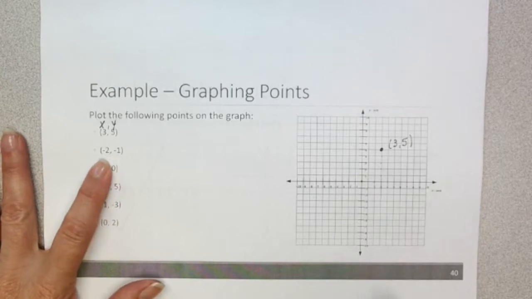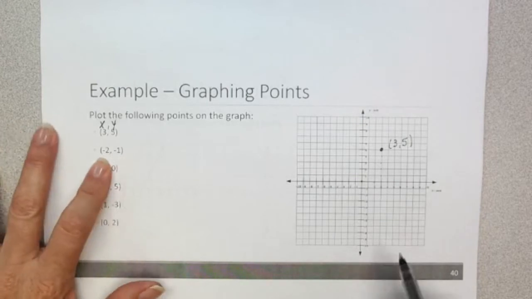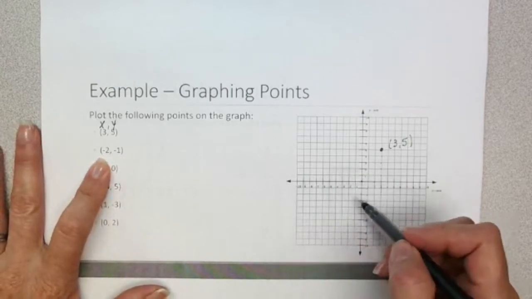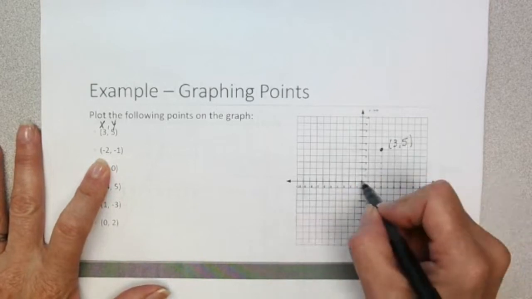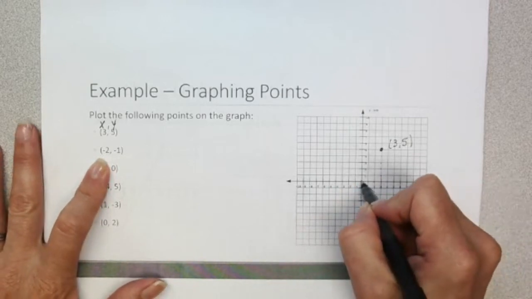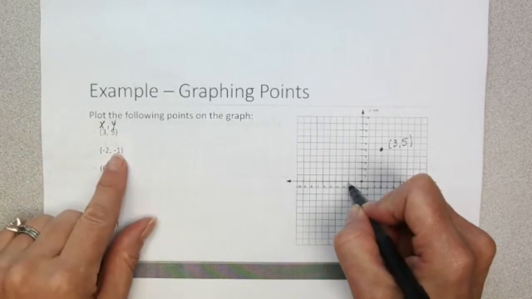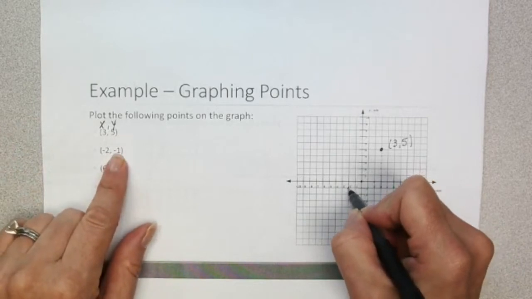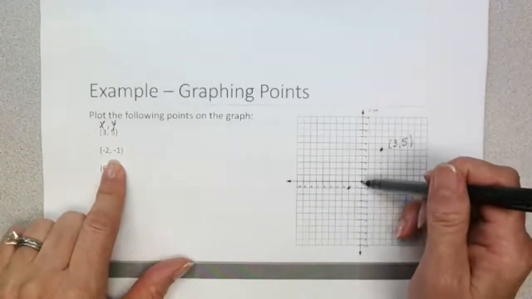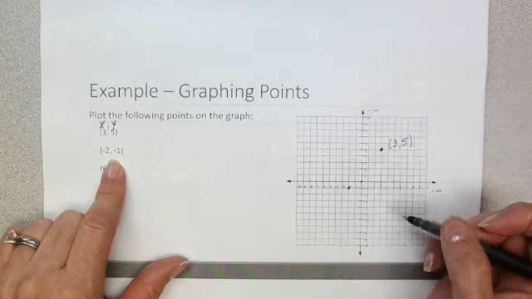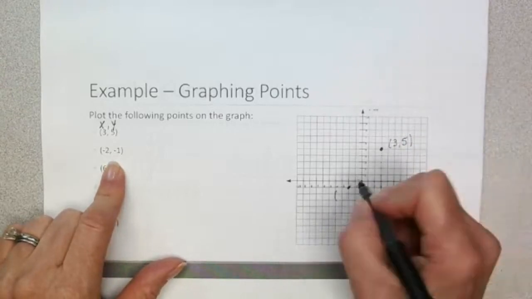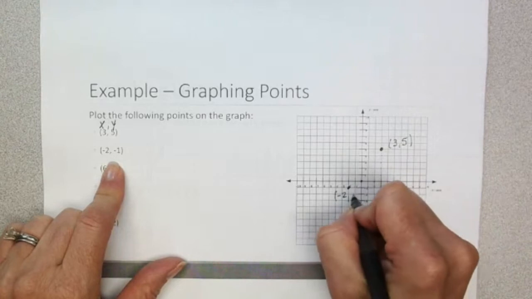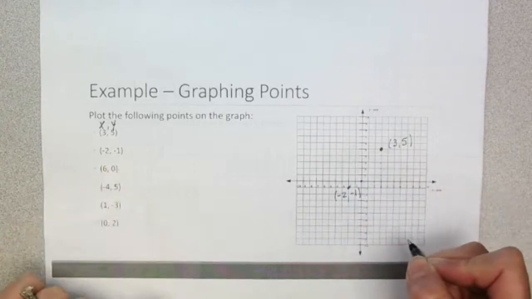So to plot the point negative 2, negative 1, the x-coordinate is negative 2. Horizontally, negative is going to be left. So we start at the origin. We count left 2 units, 1, 2. The y-coordinate is also negative. So we would go down 1 because the negative direction vertically is going to be down. The coordinates of this point then are negative 2, negative 1.